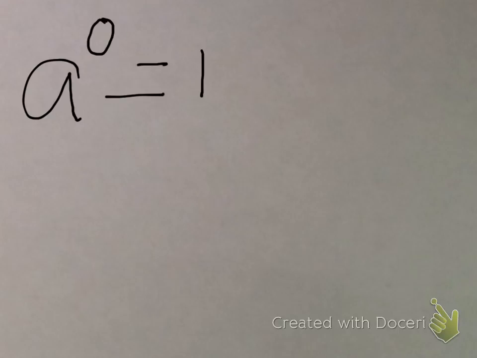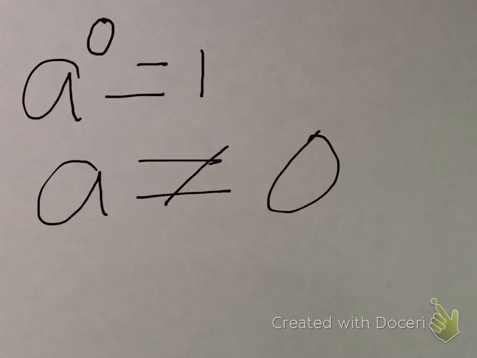This is our last rule, and it is law 5. We skipped 4 because we were told we did not have to do it. So law 5 is a to the power of 0 always equals 1. So anything to the power of 0 is always 1, where a is not equal to 0.